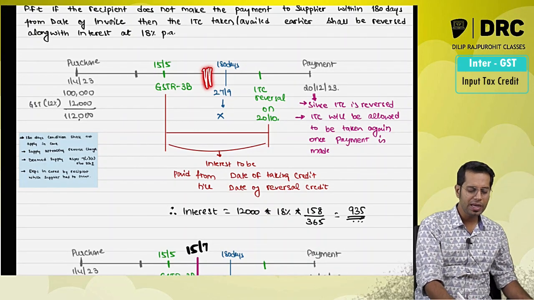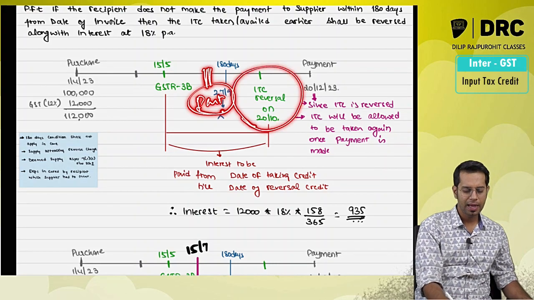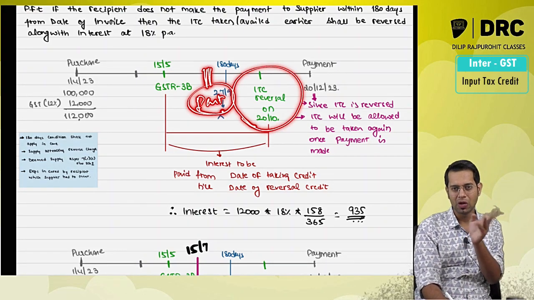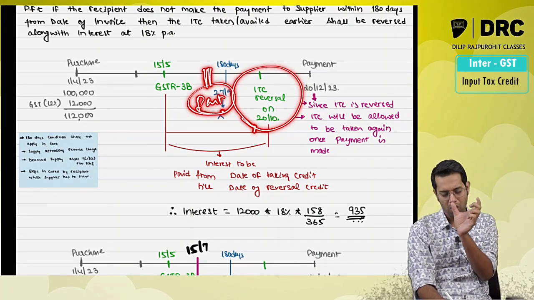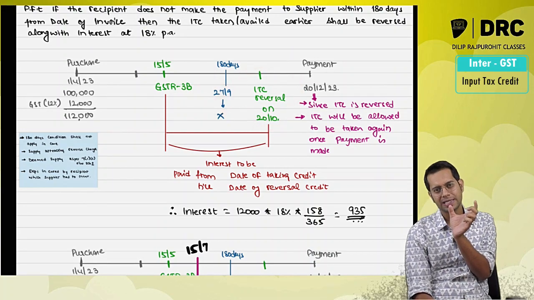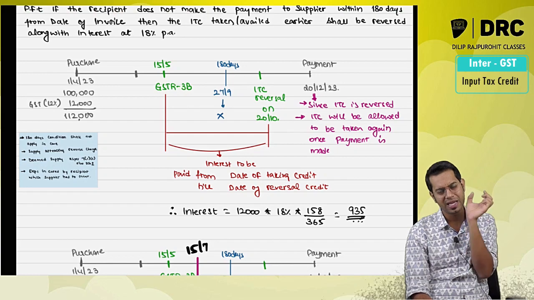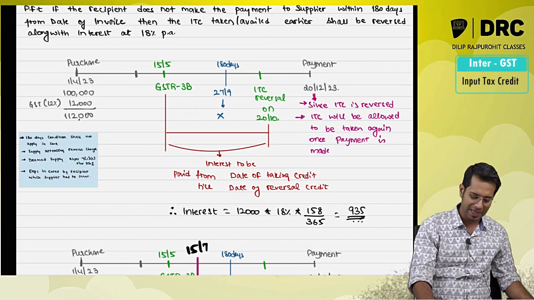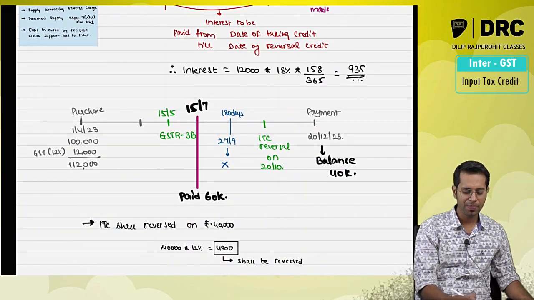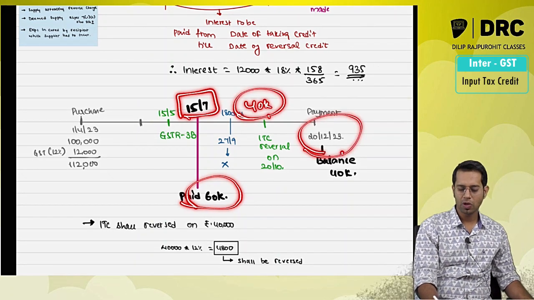Say in between, if you make any part payment, then the other part which is not paid, only on that unpaid amount, whatever input tax credit is there, that you will have to reverse, and only on that unpaid input tax credit amount you will have to pay the taxes. So that small clarification they have given, meaning say for example on 15th of July I paid 60,000 rupees. So what is unpaid amount? 40,000 rupees that I paid in the month of December.